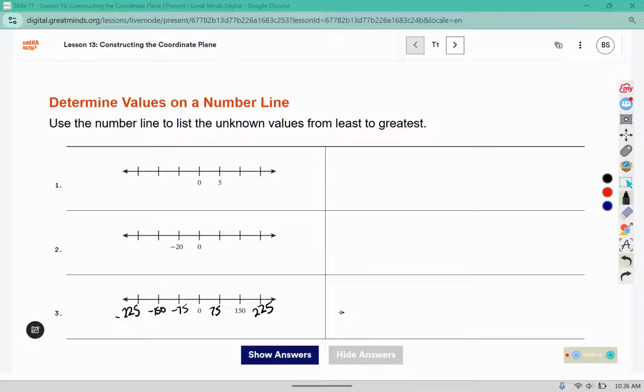Then we write them in order from least to greatest. You do not need to write down the numbers that are already there. You're just listing the unknown values in order.